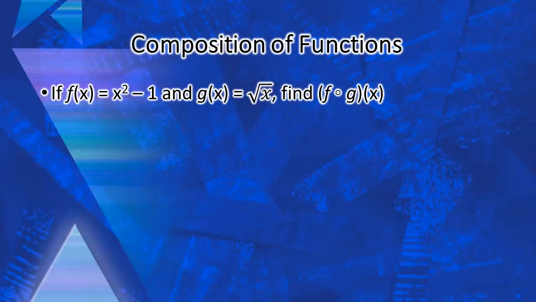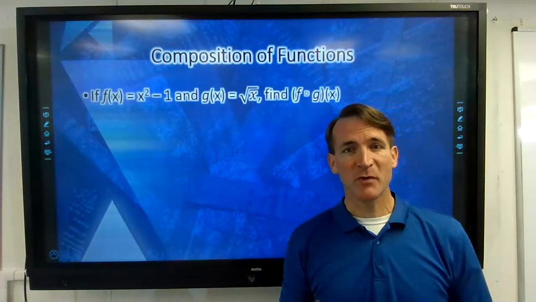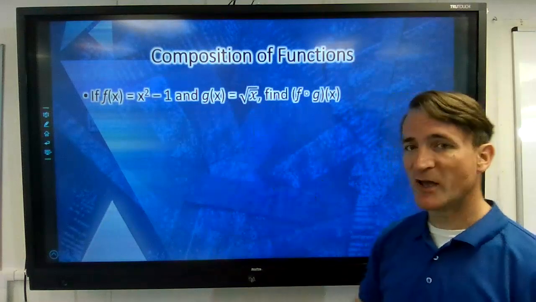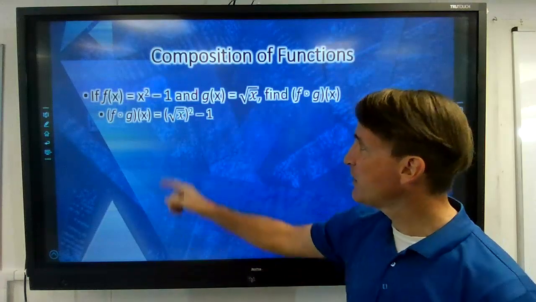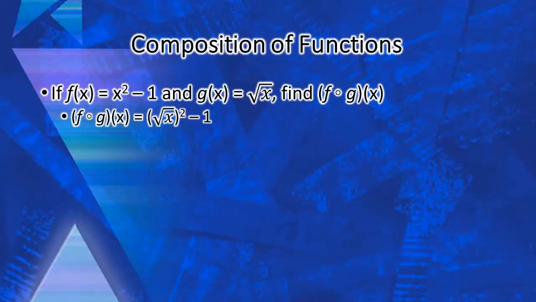Let's try another one. Let's just say I had f of x being x squared minus 1 and g of x being the square root of x. I want to find out what is f composed of g. So I'm going to take my g function, which is the square root of x, and I'm going to substitute in for my x value in my f function. So I now have the square root of x squared minus 1.